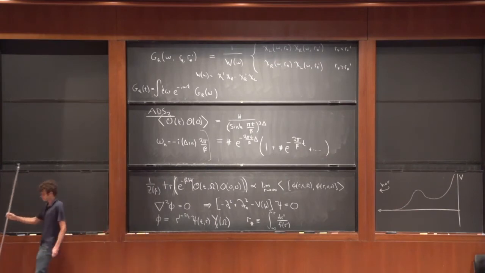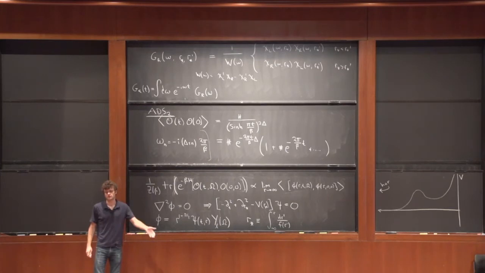So that's it for the 2-point function. The physics of the exponential decay of the 2-point function is that stuff falls into the black hole, and the mathematics is these quasi-normal modes.